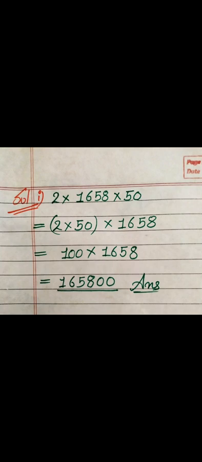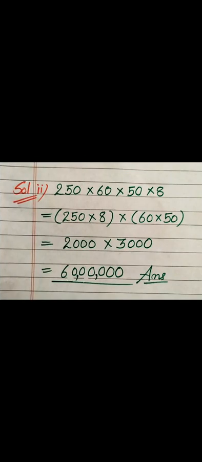Now next is 250 into 60 into 50 into 8, and if we group 250 and 8, and 60 and 50, the question will become easy. If we multiply 250 and 8, we will get 2000, and if we multiply 60 and 50, we will get 3000, and if we multiply 2000 and 3000, we will get 60 lakh. So in this way the question becomes very easy.